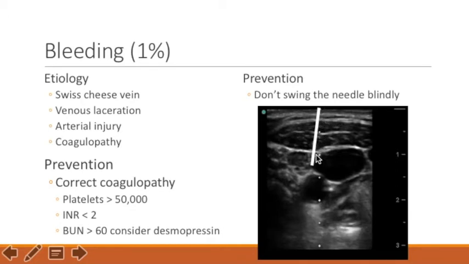But if your needle tip gets really deep, you really don't want to swing across the vein and end up lacerating the top of it or the artery. So in this case, you really have to pull back into more superficial tissue, then change your angle, then re-advance.